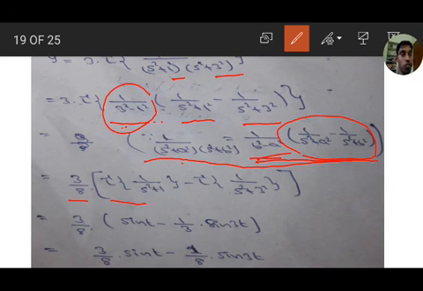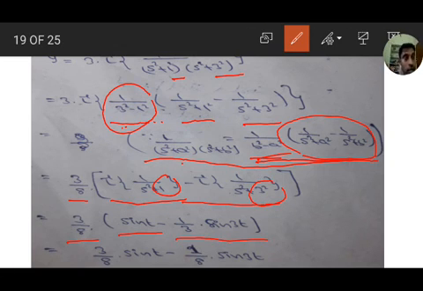L inverse of 1 by s square plus 1 square minus L inverse of 1 by s square plus 3 square. The formula: L inverse of 1 by s square plus a square is 1 by a into sin at. Here a equal to 1, so 1 by 1 into sin t. Here a equal to 3, so 1 by 3 into sin 3t. So that is sin t minus 1 by 3 into sin 3t.